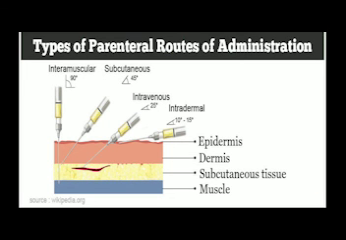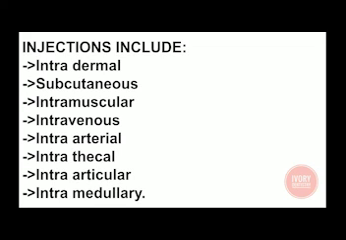The intramuscular is given with the injection at 90 degrees angle straight into the skin. Subcutaneous is given at an angle of 45 degrees and intravenous is given at an angle of 25 degrees. Intradermal is given to the epidermis at an angle of 10 to 15 degrees. So the injections include intradermal, subcutaneous, intramuscular, intravenous, intraarterial, intrathecal, intraarticular, intramedullary.